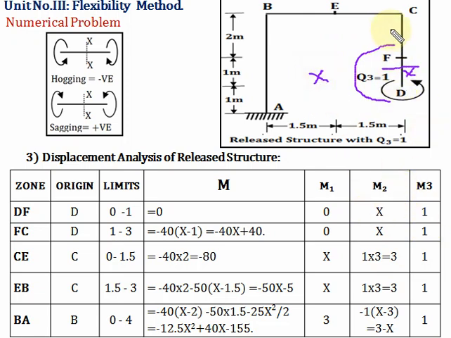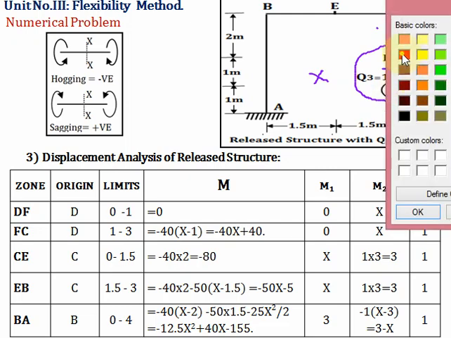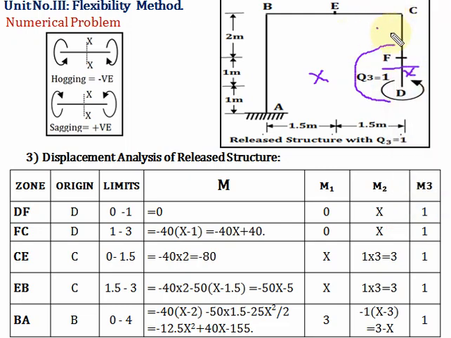Now the next zone is FC. Again measure x from where? Measure x from D point. Okay. Here due to this force this nature will be again sagging. Okay, so again plus, so the intensity of this moment is 1, so only 1, we here multiply by the length.